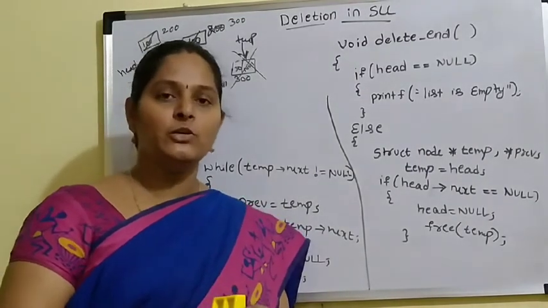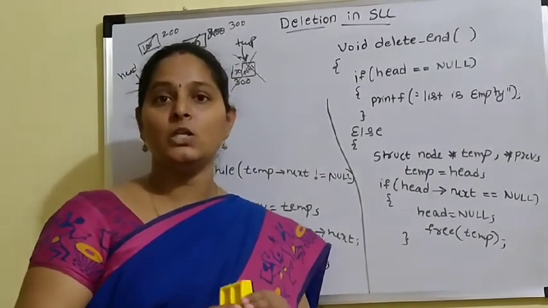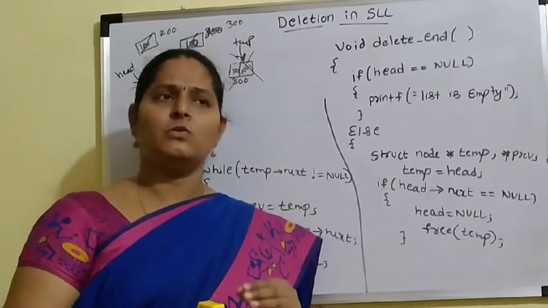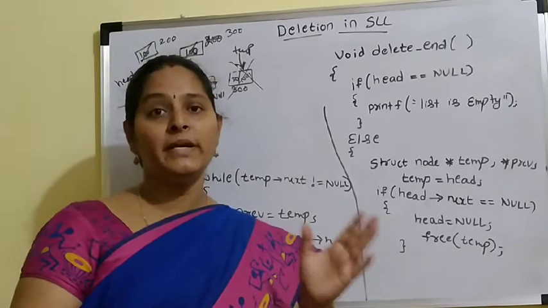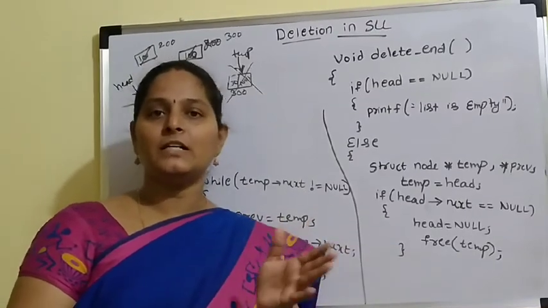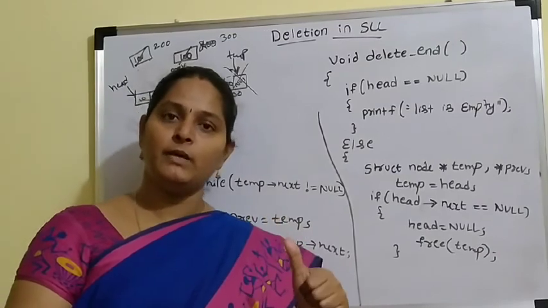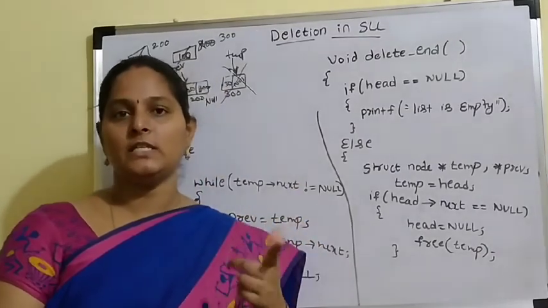In the next video we will see how to delete the node that is in the middle position. Once that is over, we will see how to print the nodes, or print the contents of the linked list also. So delete in the middle and display functions we will see in the next video.